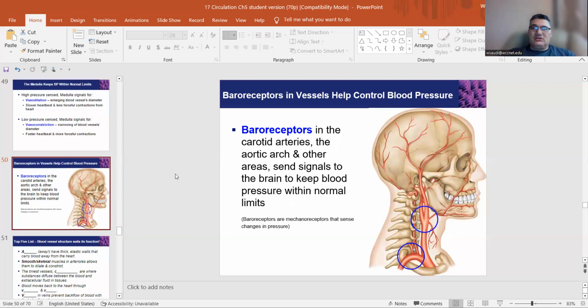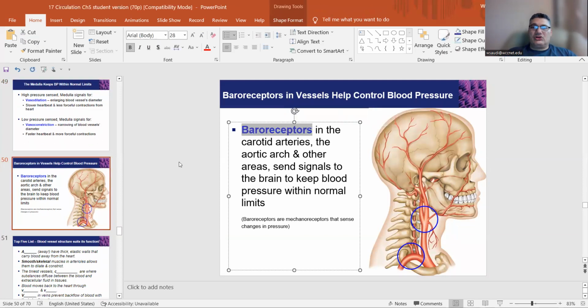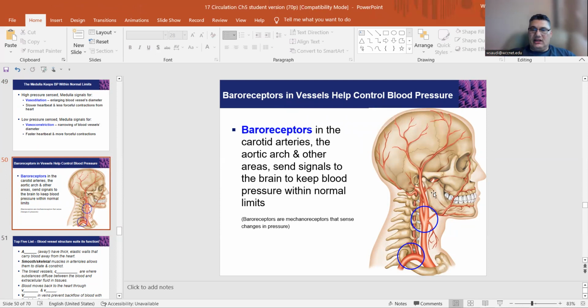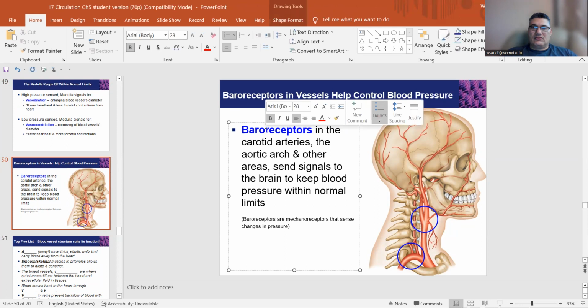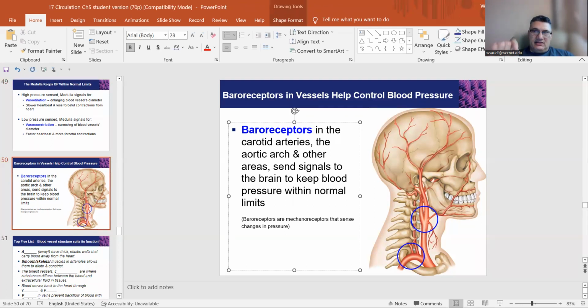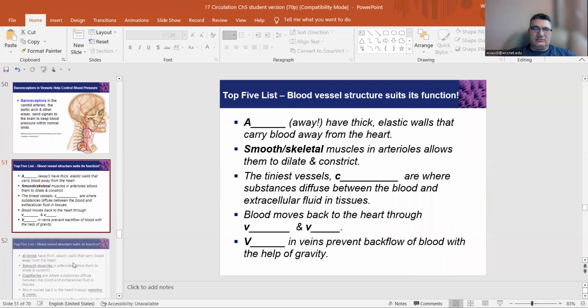There are receptors called baroreceptors in parts of your arteries, like in these two locations. And baro means pressure. The pressure receptors simply detect the blood pressure and give this information to the brain in order to be able to do the work.